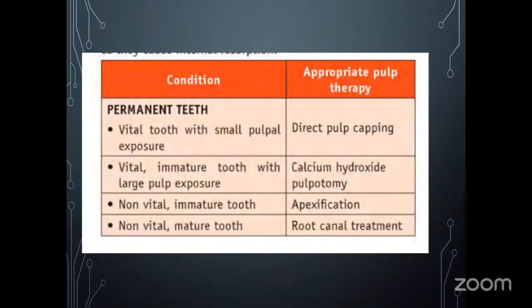Some important points that are frequently asked. See the last one, non-vital mature teeth. Non-vital means the tooth is dead, and mature means the apex is closed, so just do a root canal treatment. See the next one, non-vital immature tooth. Immature means the apex is not closed, so we have to do apexification. The second one, vital immature tooth with large pulpal exposure: do a calcium hydroxide pulpotomy. Vital tooth with small pulpal exposure: do a direct pulp capping. These are some of the confusing areas that are most commonly asked.